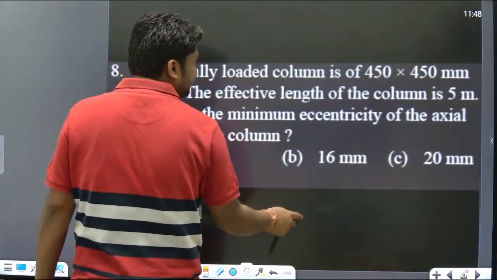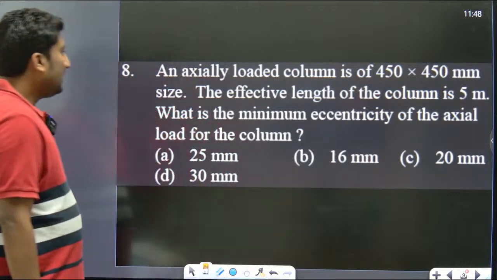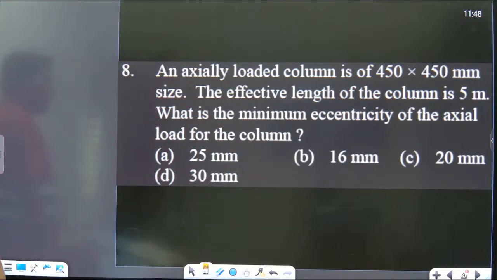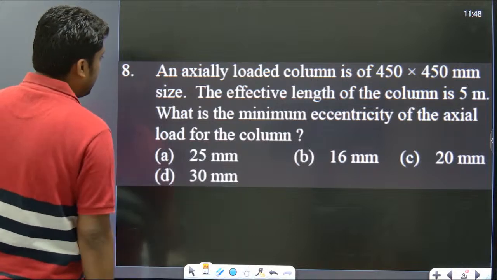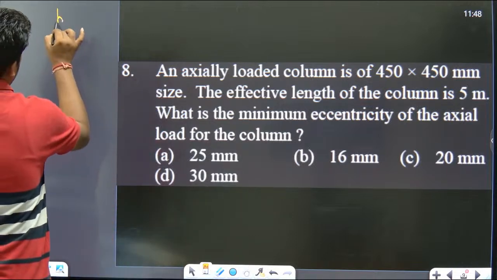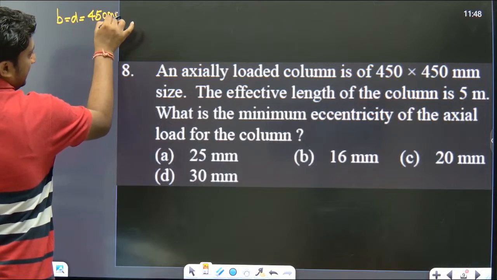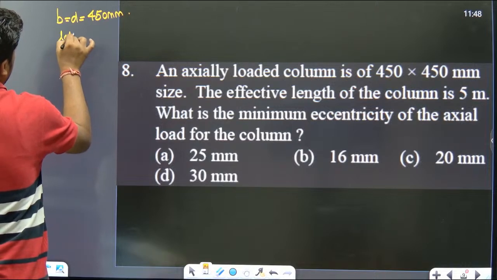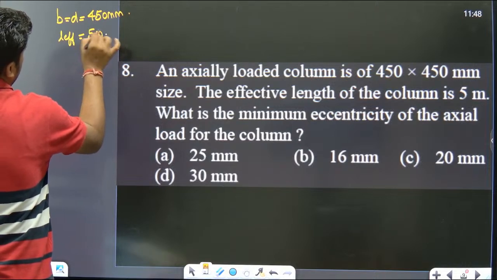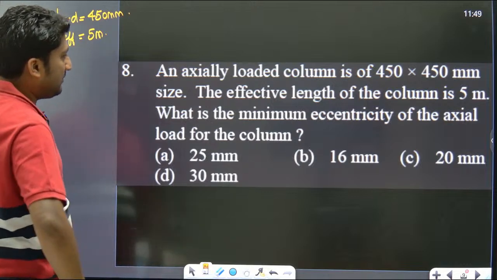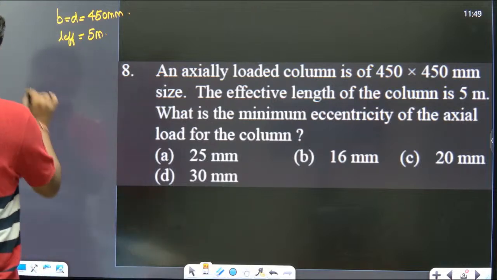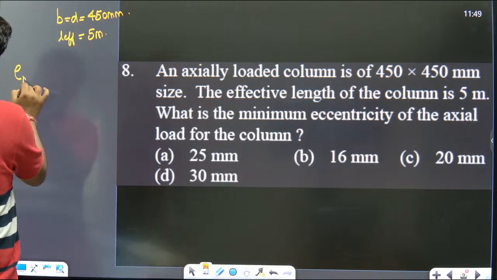Solve this question. An axially loaded column is of 450 by 450 mm size. The dimensions are B and D equal to 450 mm, and the effective length of the column is 5 meter. What is the minimum eccentricity of the axially loaded column?